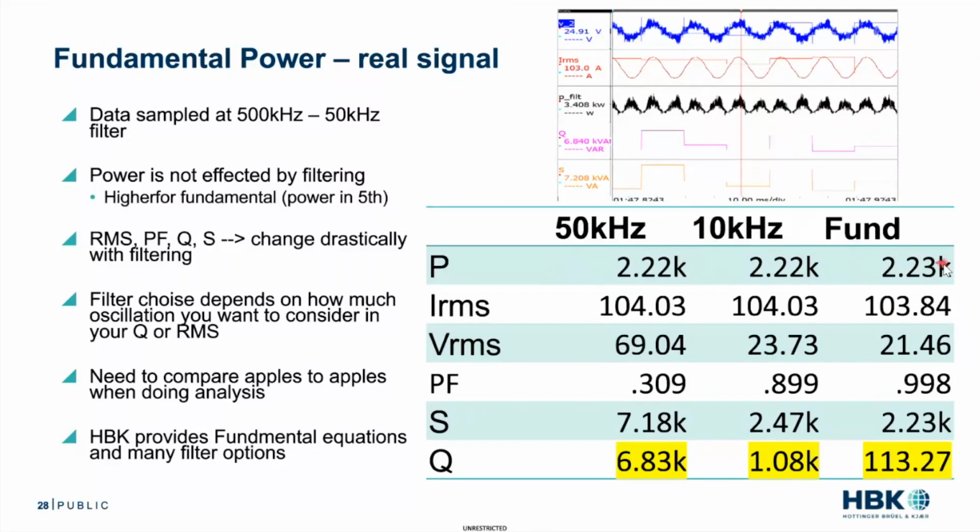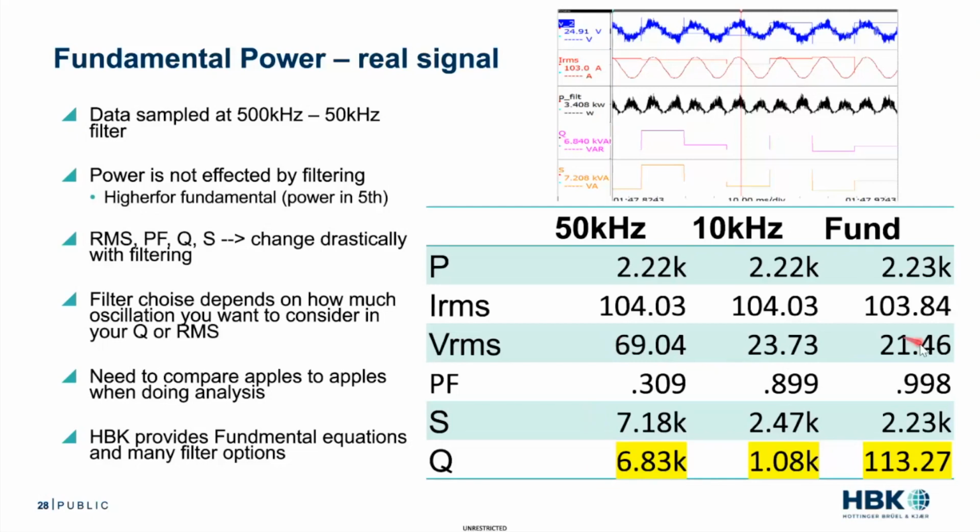So our real power is the same. Real power is a bit higher in the fundamental because there's a little 5th harmonic, but not much. We look at our current RMS, pretty much all the same. But that's because we get a nice sine wave filtered by the motor. The motor's already acting as our filter. But our RMS values, our power factor, our S and our Q are drastically different.